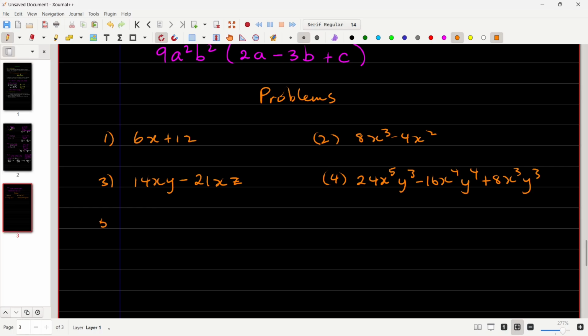And then number 5 is 30x to the fourth, b to the third, c, minus 45a to the third, b to the fourth, c to the second, plus 15a to the third, b to the third, c. That should be a good complex one for you to do. Once you finish this, no problem. You've learned factorization. The next one we'll do is factorization by grouping.